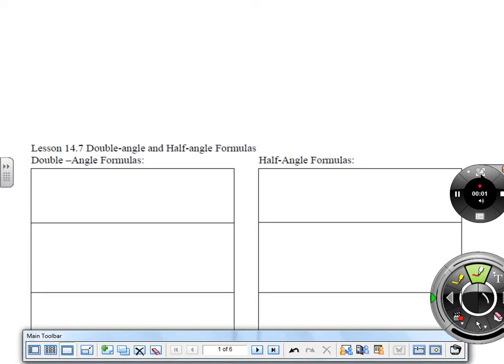I'm giving the formulas in this lesson, so we'll talk later more about where they're derived from and where they come from. So we're going to look at double angle formulas and half angle formulas. Here are your double angle formulas, and again, you can get these from the book.